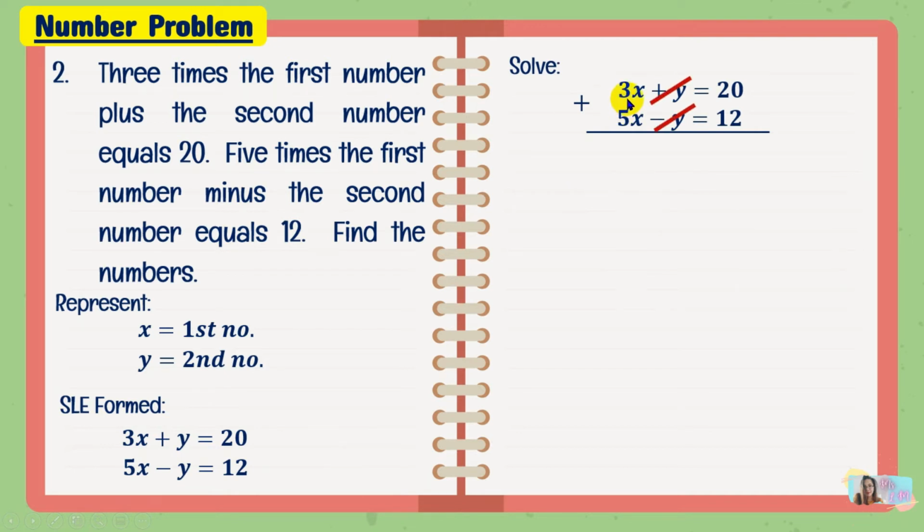And then we have here 3x plus 5x, that will be 8x. And then 20 plus 12, that's 32. And divide both sides by 8 para makuha natin yung value ng x. So, we are going to have x is equals to 4, and ito po yung ating first number.